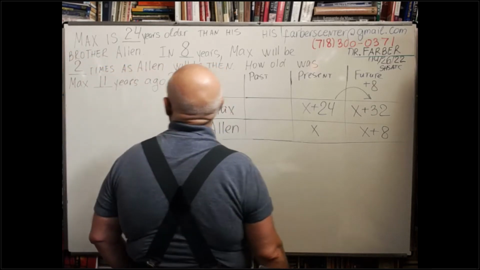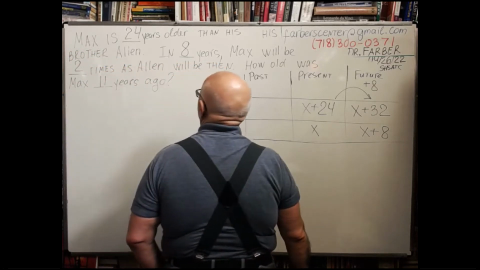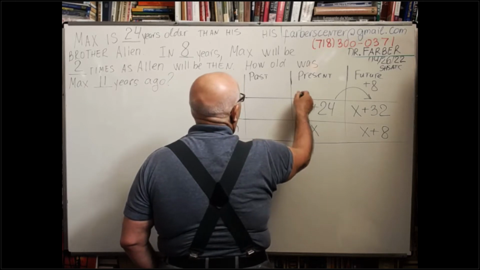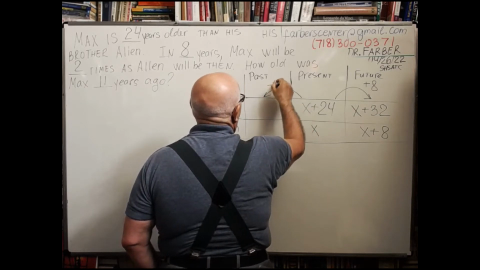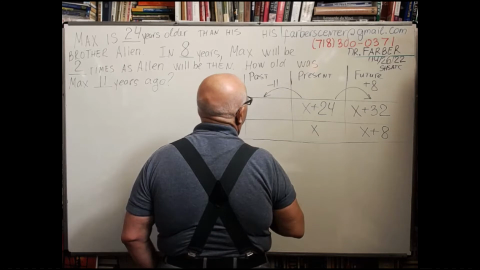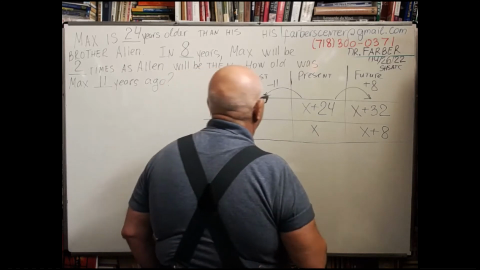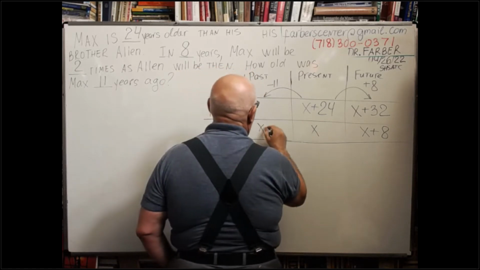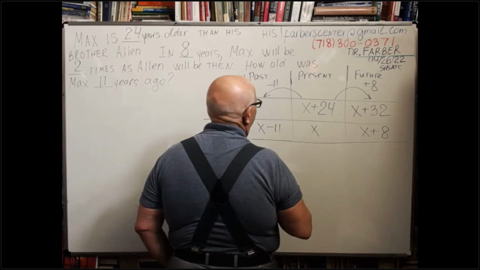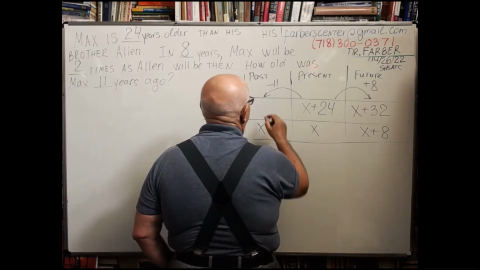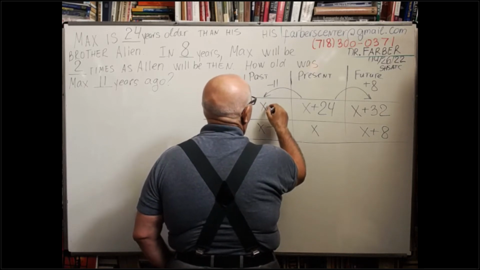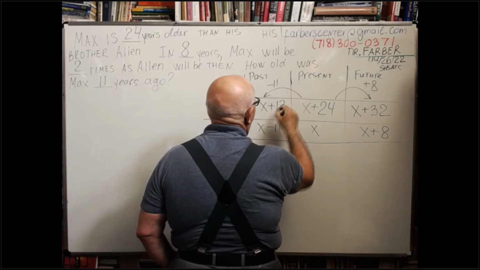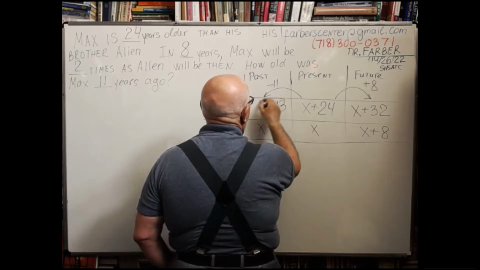And 11 years ago, from present to past, minus 11. Alan will be x minus 11. 24 minus 11 is 13. And this is a question.